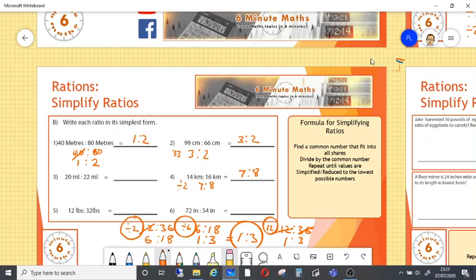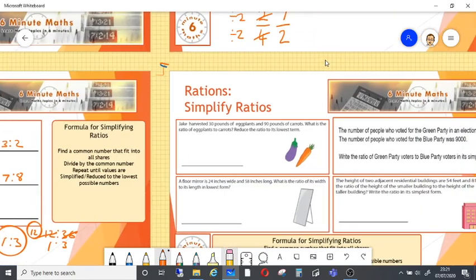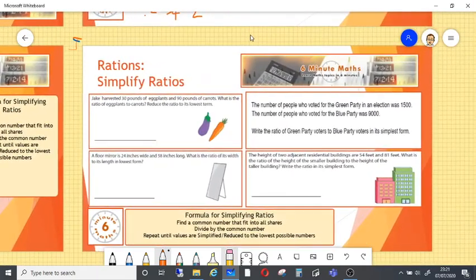Okay, let's have a look at a couple of questions. It says Jake harvested 30 pounds of eggplants and 90 pounds of carrots. What is the ratio in its simplest form? So we're not doing anything different here. It's 30 to 90. So we could divide them both by 10. So I know that 10 into 30 goes 3 times. 10 into 90 goes 9 times. So 3 to 9. All I've done is knock the 0 off, divided them by 10. But I can reduce that one again. I can divide these now by 3. 3 into 3 goes once. And 3 into 9 goes 3 times. So the ratio of eggplants to carrots is 1 to 3.